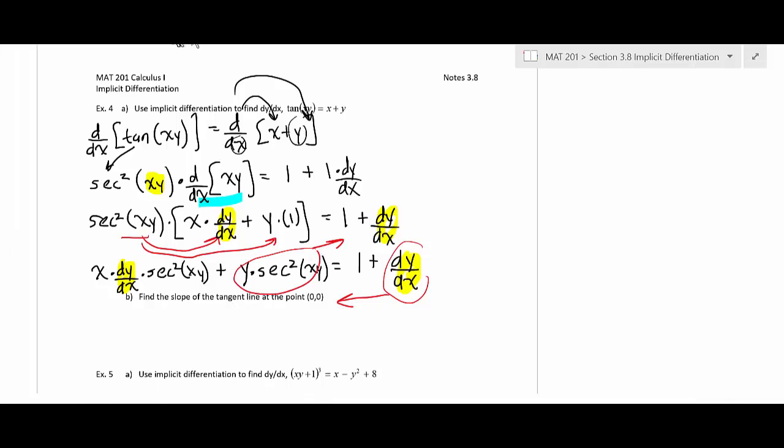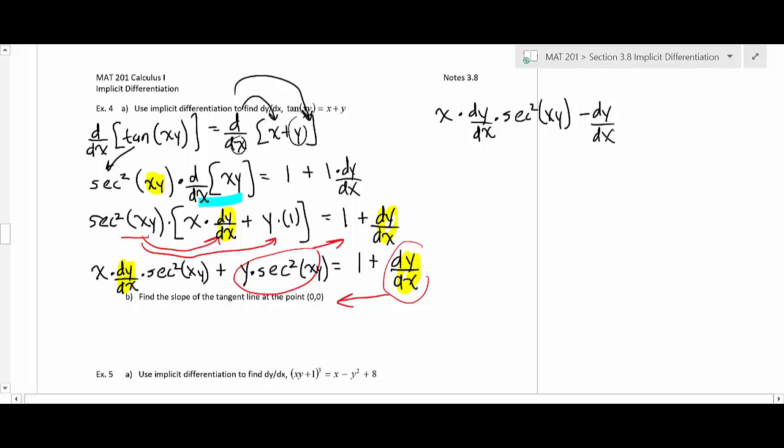Okay, so if you do that, what you're going to have is x times dy over dx times the secant squared of xy. Okay, that's going to stay where it is because it has a dy over dx. Move this dy over dx and change the sign when you do that. Be careful about that. Okay, so that takes care of that. So those two things are now in their correct place. The 1 needs to be left where it is. And then move this y secant squared of xy to the other side. Okay, like that. So it's all about rearranging. Everything that has a dy dx goes to one side, everything else goes to the other side. All right, now what do you do from here?